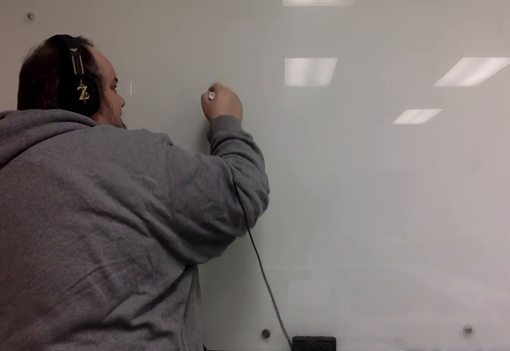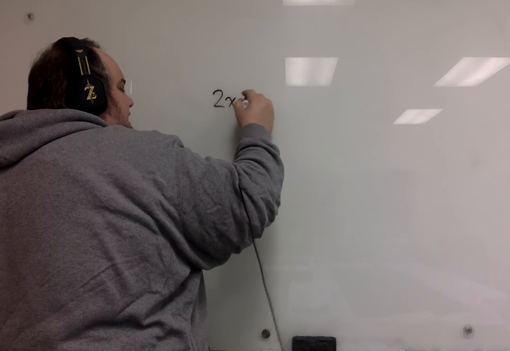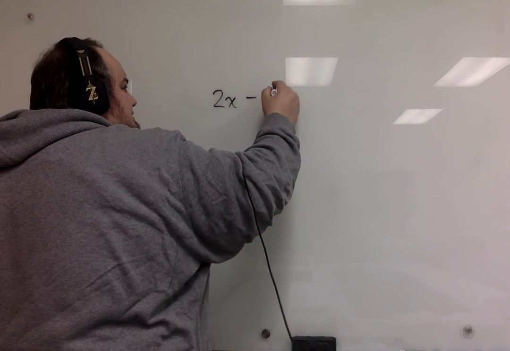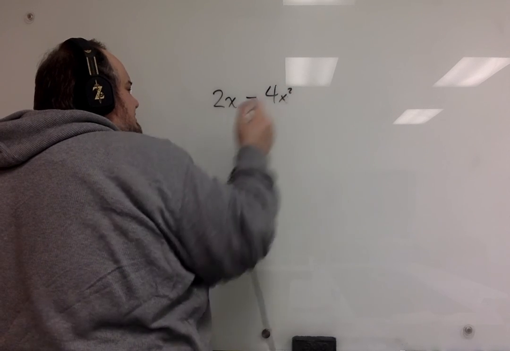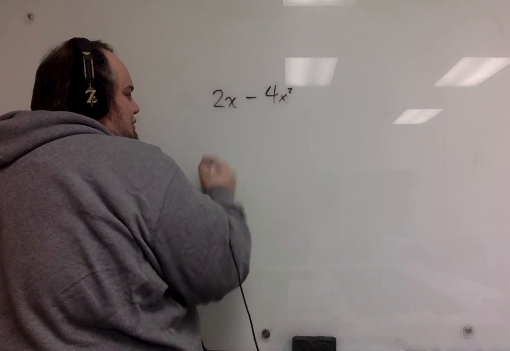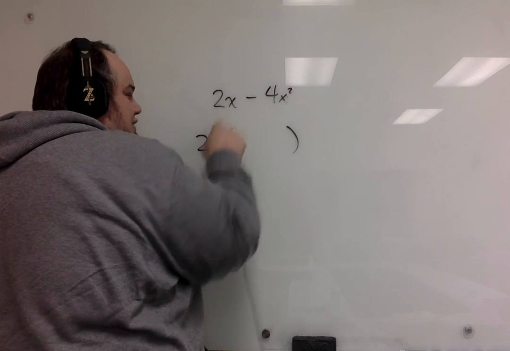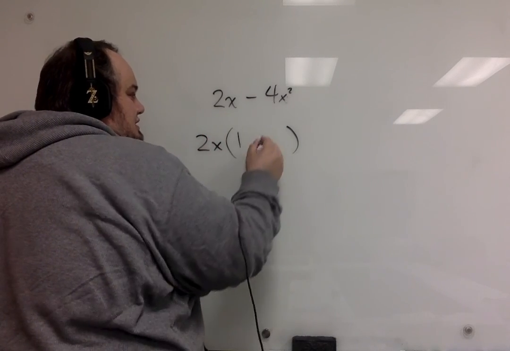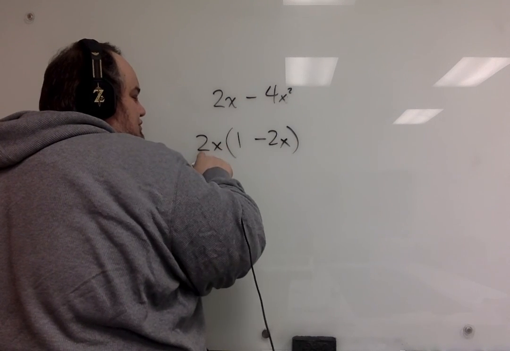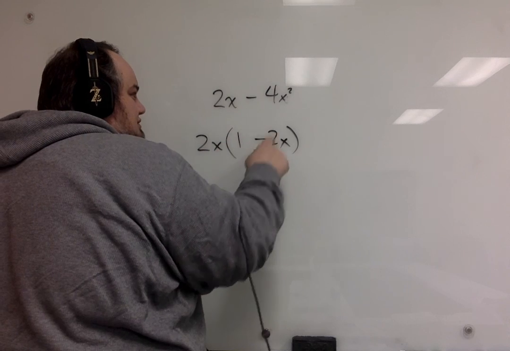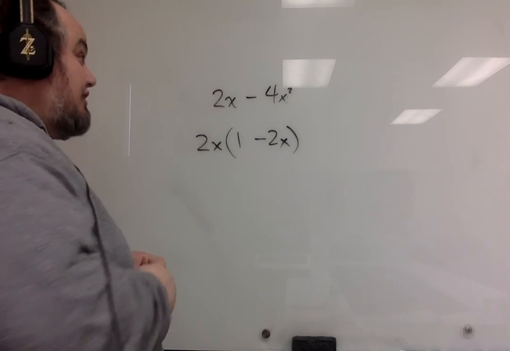Let's say we had this one. 2x minus 4x squared. We can factor out 2x, and we're left with, well, 2x divided by 2x is 1. So we'd have 1 minus 2x, because when we divide 4 by 2 here, we get 2. Divide x squared by x, you get x. So make sure that you don't leave off that 1.